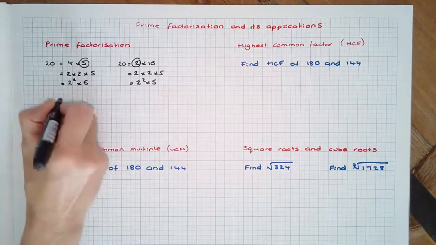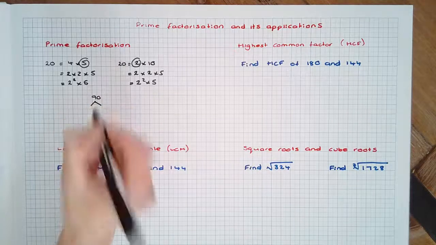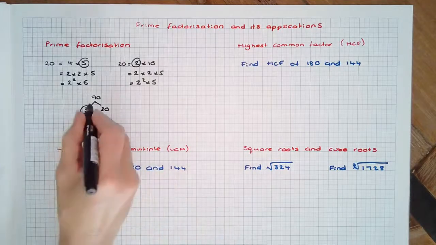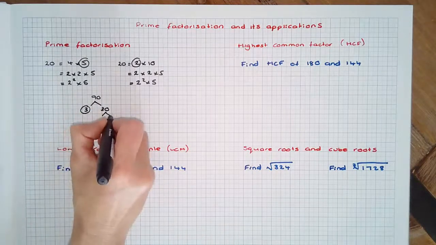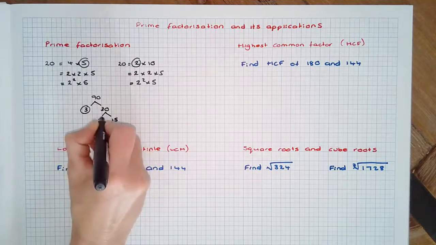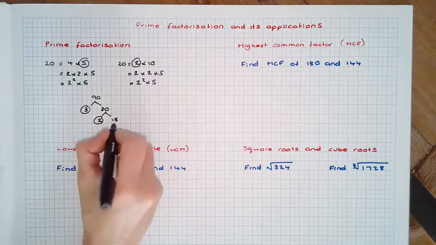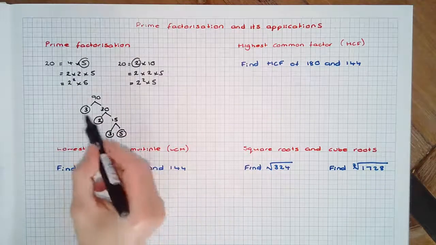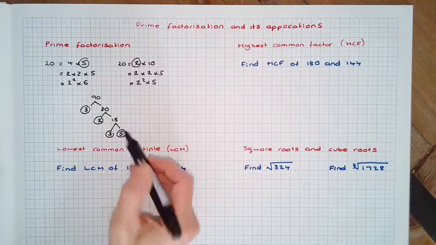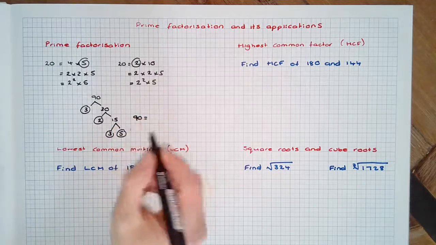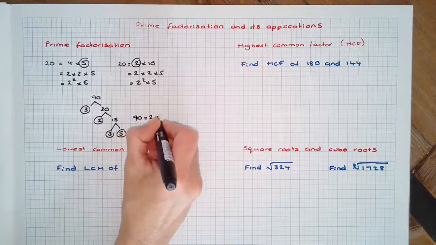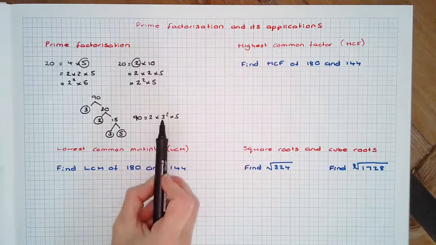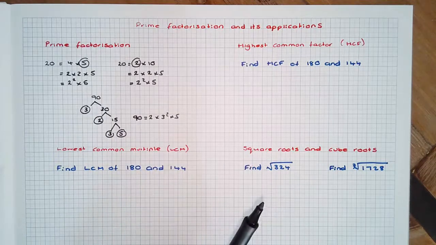For instance, 90 can be thought of as 3 times 30. 3 is a prime number, so that branch is finished. 30 can be thought of as 2 times 15, and 2 is a prime number, so that branch is finished. And 15 is 3 times 5, which are both prime numbers. Now we've got all the final prime factors. We can write in index form 90 equals 2 times 3 squared times 5. So normally we write the prime numbers in increasing order.